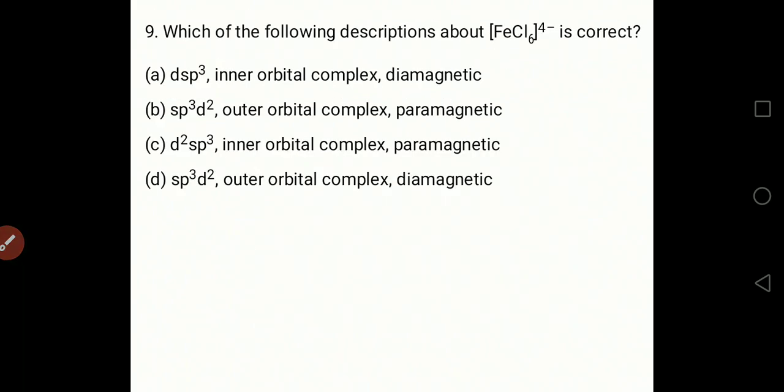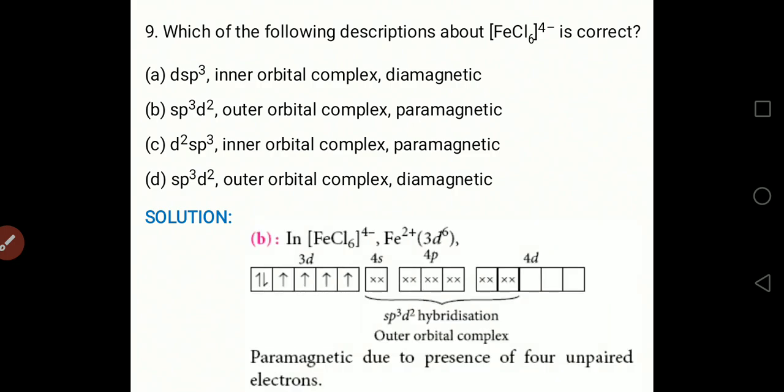Which of the following descriptions about FeCl4 minus is correct? We know that Cl is a weak ligand. Weak ligand means it will never pair. So a weak ligand always gives hybridization starting with sp3d2, and it is an outer orbital complex. Both are outer orbital only, that is B option and D option left. Para and dia: when I say it is a weak ligand, hence it should be paramagnetic in nature. So the answer for this question is B.